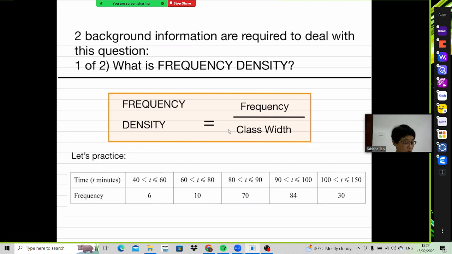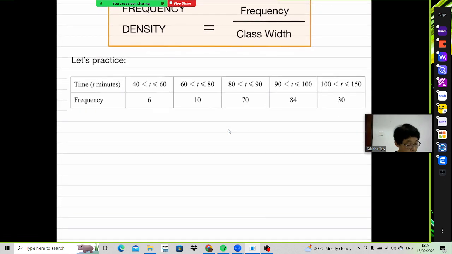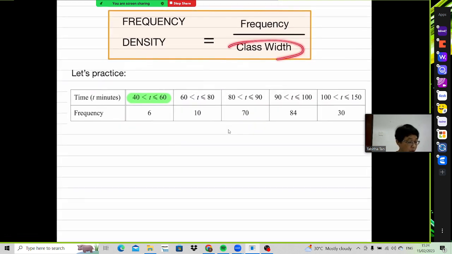Therefore, we need to understand how to get the formula right and then get them into our memory. Let's practice this. So this is called interval, and then this is called interval. In the question I mentioned interval. Yes, it is between 40 minutes to 60 minutes. These are all interval, and they also have another name which is called class width. So class width and interval actually have the same meaning.